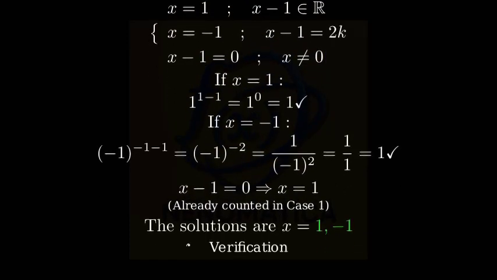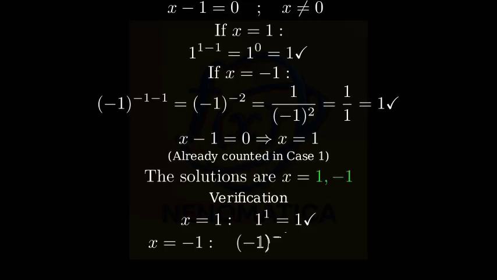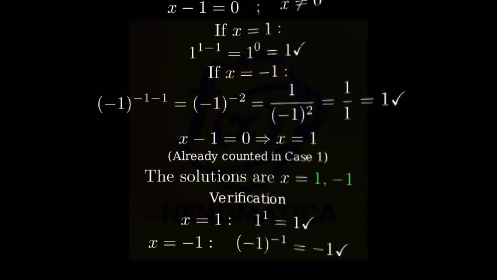For the third case, x minus 1 equals 0 implies that x equals 1. But we've already counted this solution in our first case, so we don't need to add it again. Therefore, the solutions to our equation x raised to the power of x equals x, where x is not equal to 0, are x equals 1 and x equals -1.